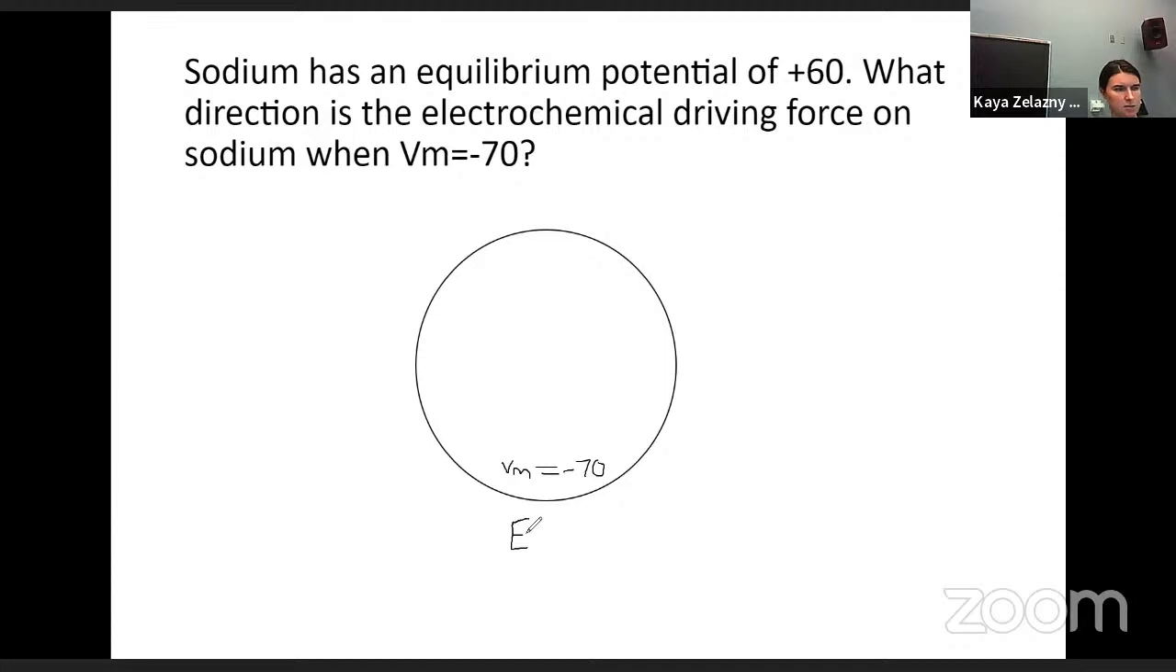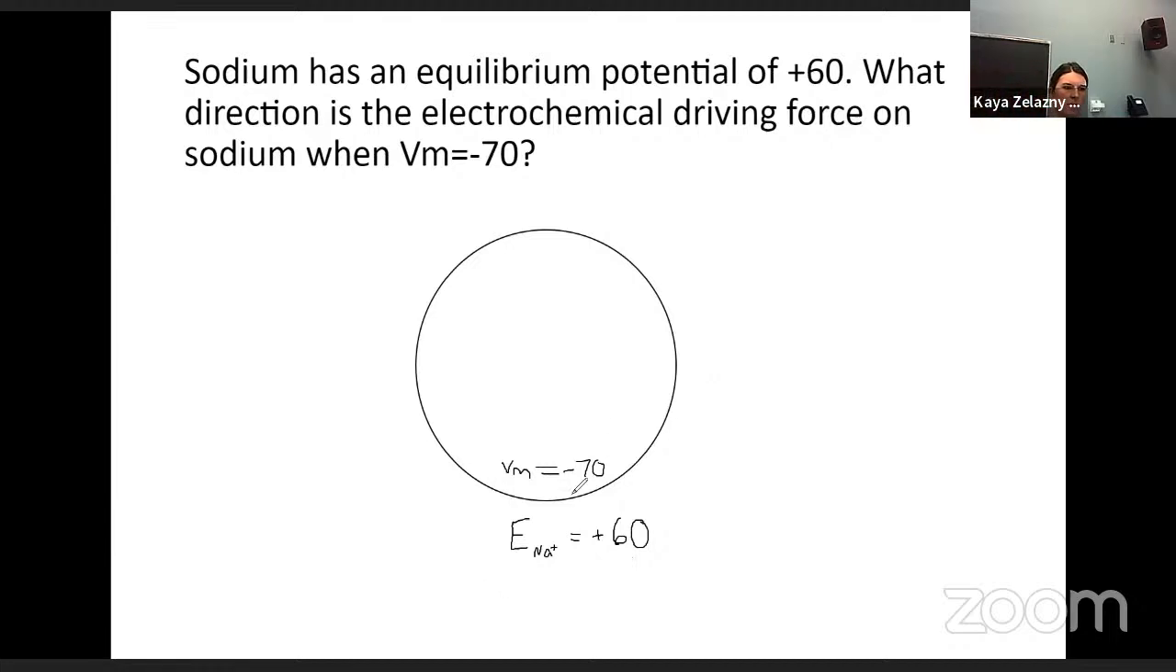Adding on our equilibrium potential for sodium specifically. So we know that sodium wants the cell to come to positive 60. Okay. So the electrochemical driving force is our summative force that actually controls which direction sodium goes. So to get to positive 60, is sodium going to go into the cell or out of the cell? Yeah, it's going to go into the cell.